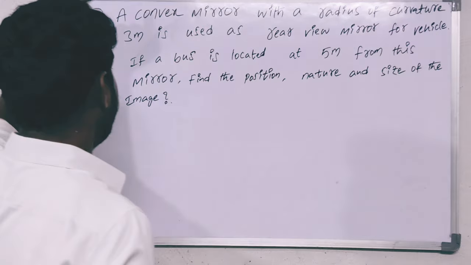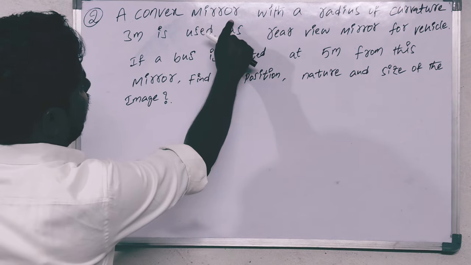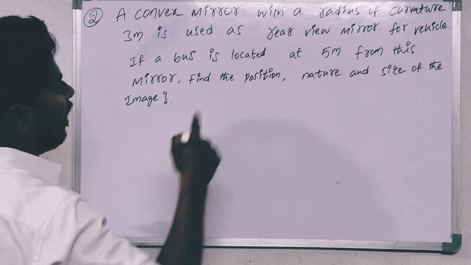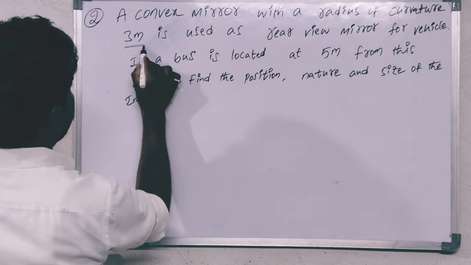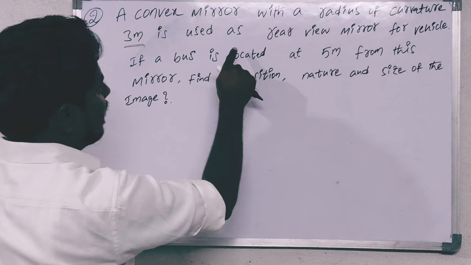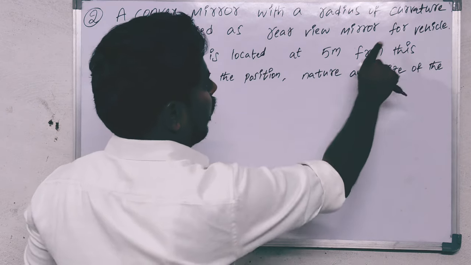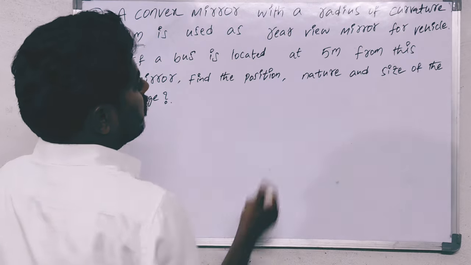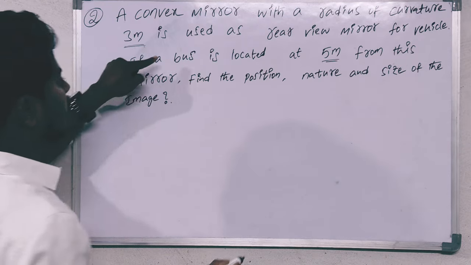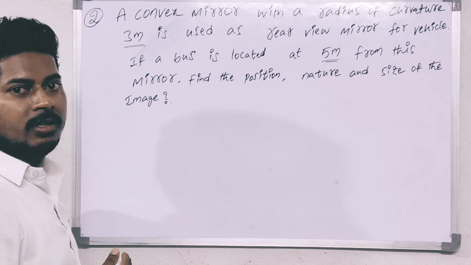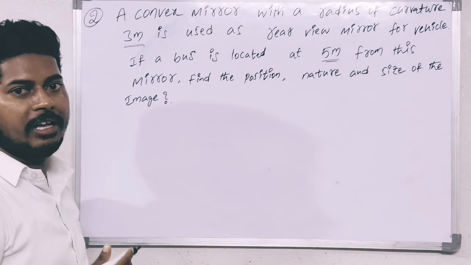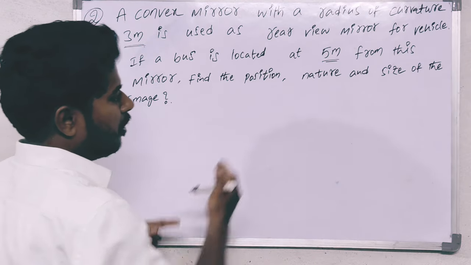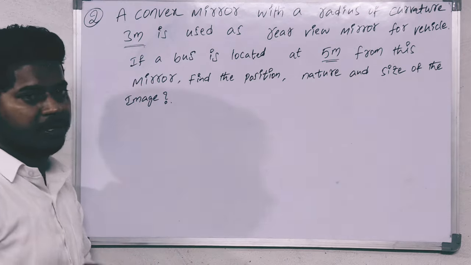Let me read the problem. A convex mirror with a radius of curvature 3 meters is used as a rear view mirror for a vehicle. Radius of curvature is given in the problem, this is 3 meters. If a bus is located at 5 meters, so here the bus becomes the object distance, that is 5 meters, given in the problem, from this mirror, find the position, nature and size of the image.